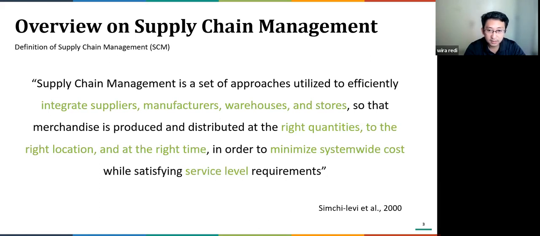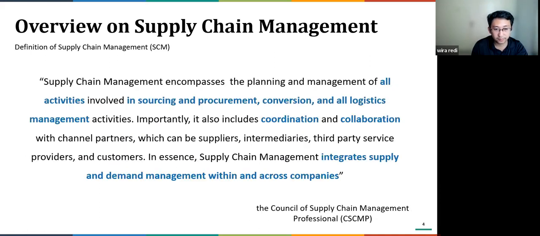In order to do what? In order to minimize the system-wide cost. So it's not just emphasizing the customer satisfaction level, not only reducing the cost, not only maximizing the profit, but minimizing the system-wide cost. Meaning all the activities from supplier to the delivery of those products or services to the end customer, the cost of all those activities should be minimized. But we still need to satisfy some things called service level requirements. Okay, so those are the perspectives of Professor Simchi-Levi that he wrote in his book.